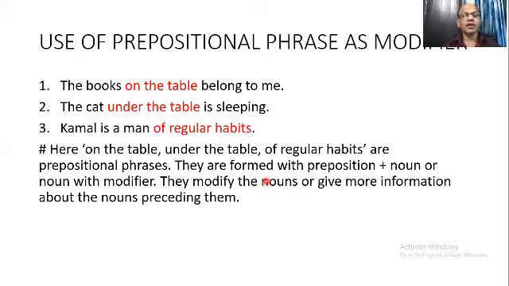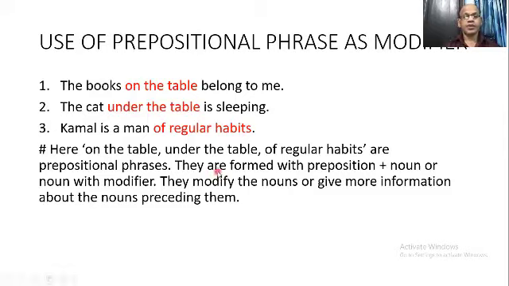The cat under the table is sleeping. Under the table is a prepositional phrase. Kamal is a man of regular habits. Of regular habits is a prepositional phrase. Here on the table, under the table, of regular habits are prepositional phrases. They are formed with a preposition plus a noun or a noun with a modifier. They modify the nouns or give more information about the preceding nouns. So you can use a prepositional phrase as a modifier. Here these phrases respectively modify the books, cat and man.